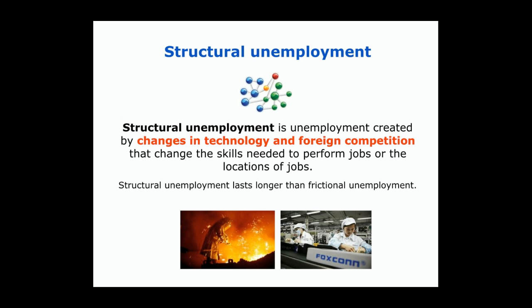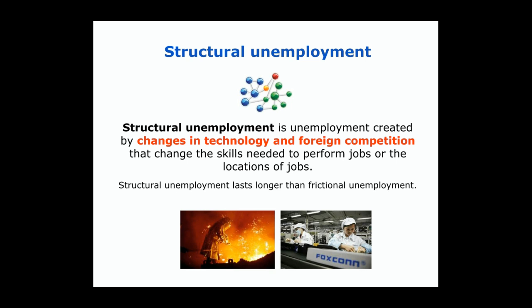Next, we have structural unemployment. Structural unemployment is unemployment that's created when there are changes to technology or foreign competition that completely change the skills that are needed to perform jobs in specific locations. We know that a lot of manufacturing has gone from certain parts of the United States to other parts or to overseas, and so the unemployment that's associated with this is called structural unemployment. This is actually also considered okay from an economic standpoint because it's being done, I guess, for good economic reasons.